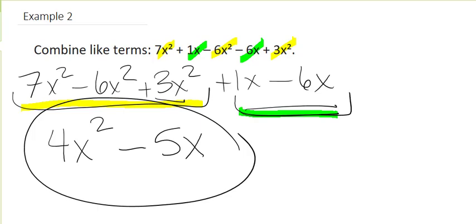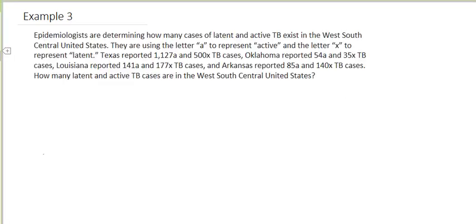Let's look at another example, but this kind of like our scenario at the beginning. So epidemiologists are determining how many cases of latent and active TB exist in the West South Central United States. They're using the letter A to represent active and the letter X to represent latent. So Texas reported 1,127A and 500X cases. Oklahoma reported 54A and 35X TB cases.